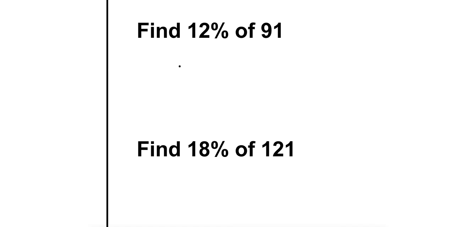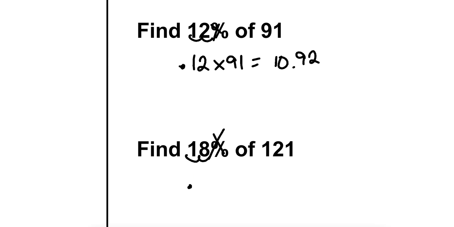All right, welcome back. Turn this to a decimal. You would have 0.12 times 91 equals 10.92. So 12% of 91 is 10.92, or 10 and 92 hundredths. Back it up, 0.18, 18% of 121 equals 21.78.